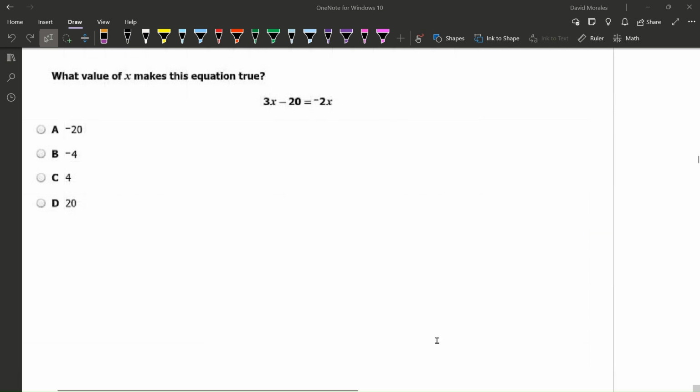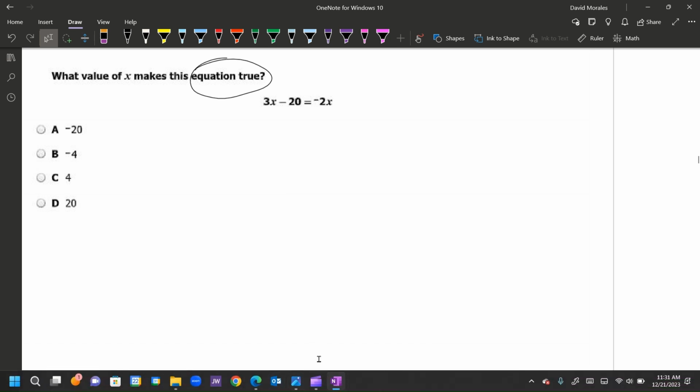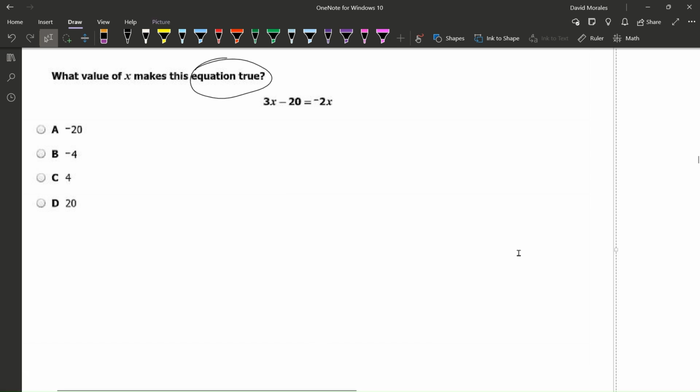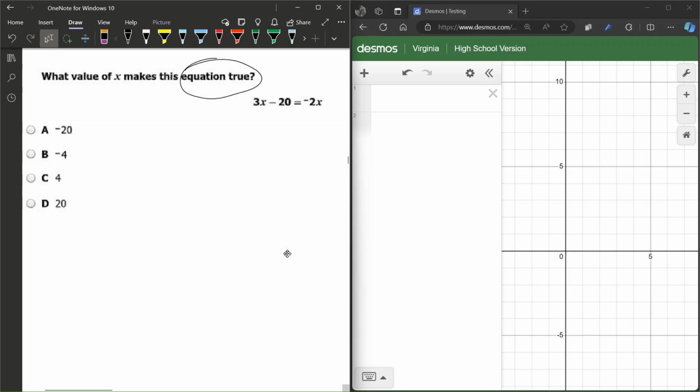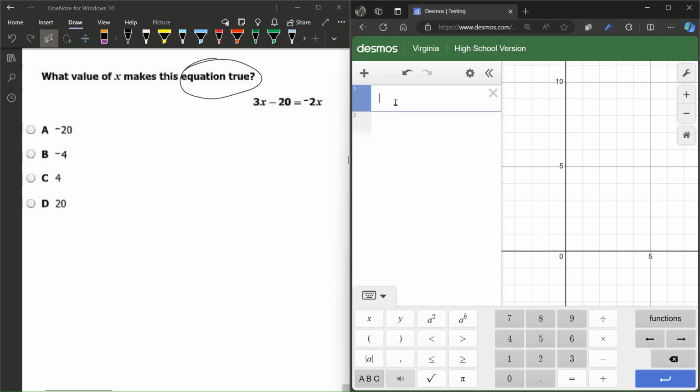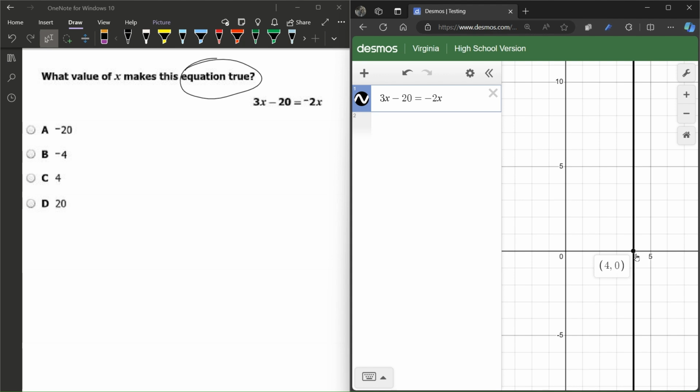So these are pretty easy. Now it says what value of x makes this equation true. When you're solving for x and you're isolating x, you just simply type in this equation, 3x minus 20 equal -2x, and you look for where it crosses the x-axis, and my answer is 4. So that would be C.